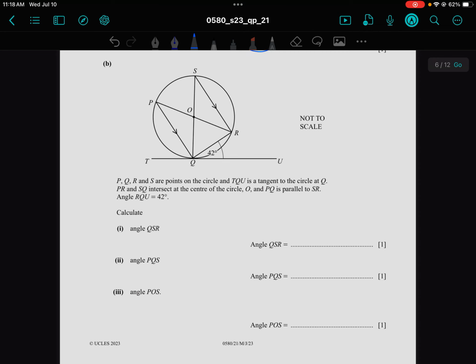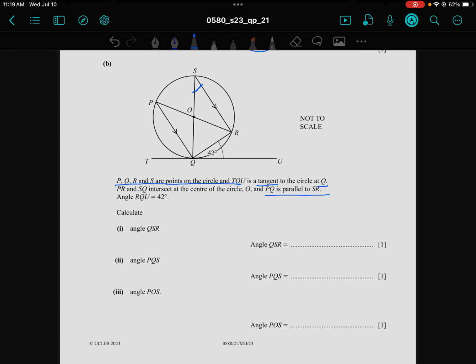P, Q, R and S are points on a circle and TQU is a tangent to the circle at point Q. PR and SQ intersect at the center of the circle O and PQ is parallel to SR. Angle RQU is 42 degrees. Calculate angle QSR.